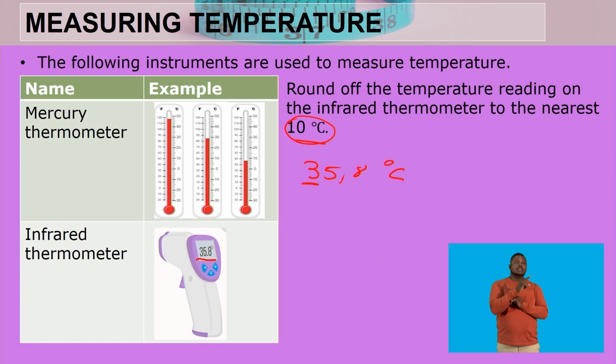But it's affected by what? It's affected by 5. It means now we are disregarding the decimal point. Because it's 5 and above, we have to add a 1 to our 3. Therefore, it becomes 40 degrees Celsius. But because it was a decimal number, it's going to be 40.0 degrees Celsius. Let me write the units correctly. Degrees Celsius. So this is the answer to the question.